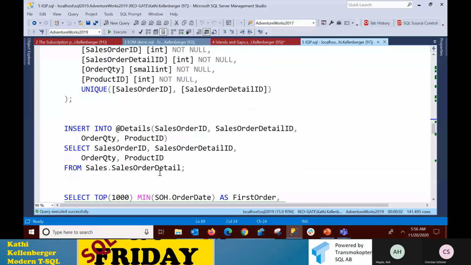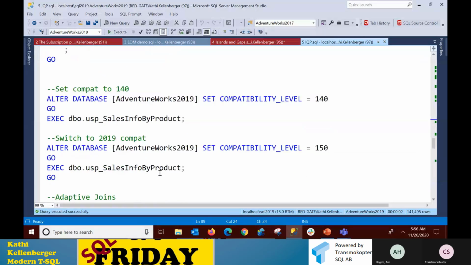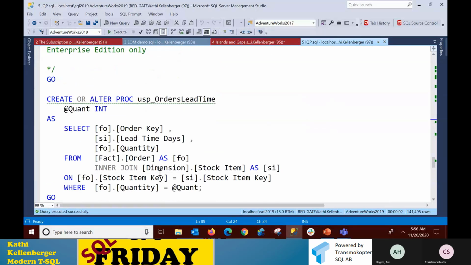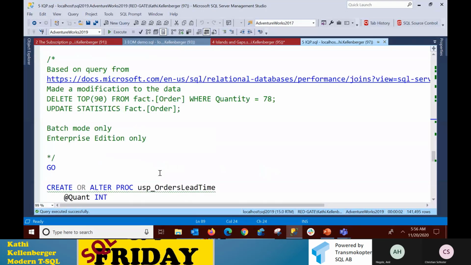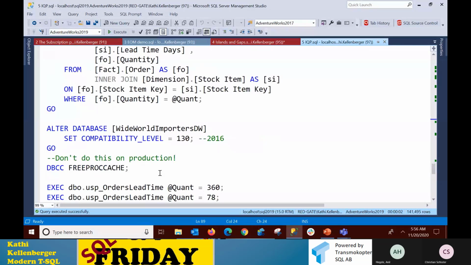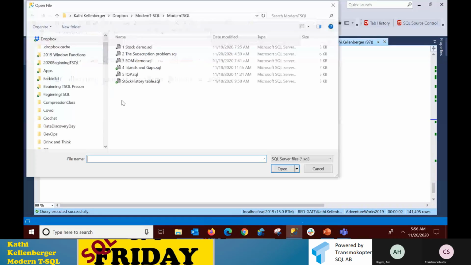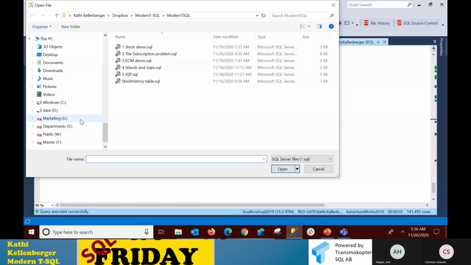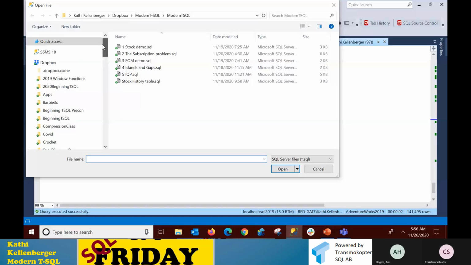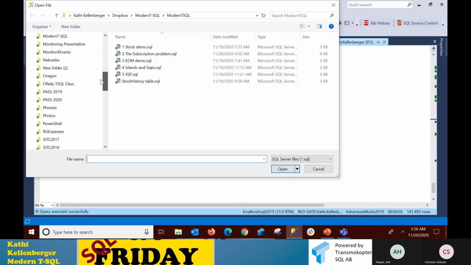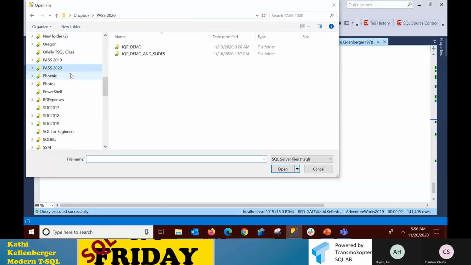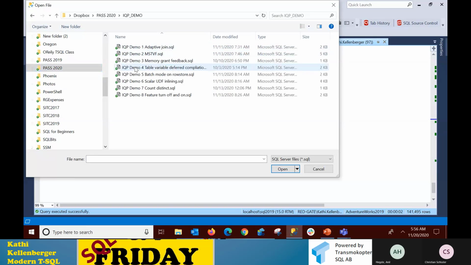Let's skip that one. I want to go to, do I have it? I might have to bring up another, because that adaptive join is really cool. I'm going to bring up another thing from past 2020, adaptive join, since we talked about that one.